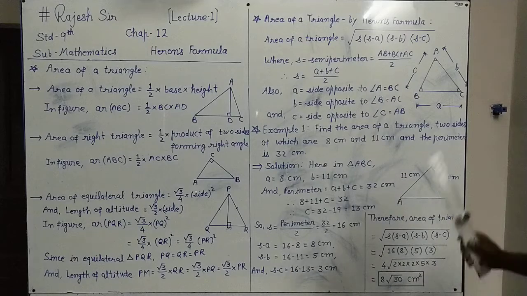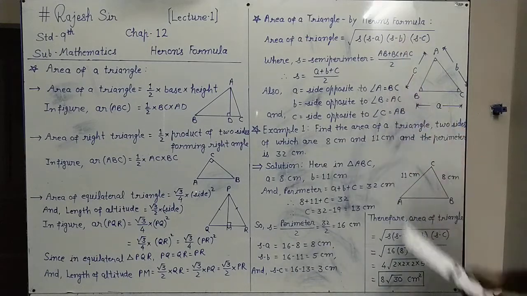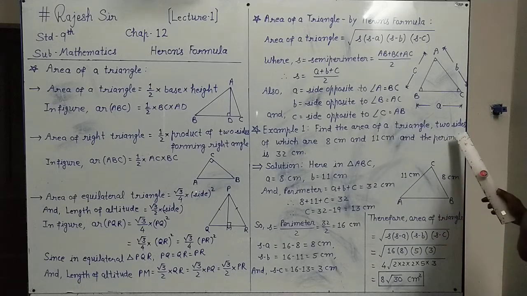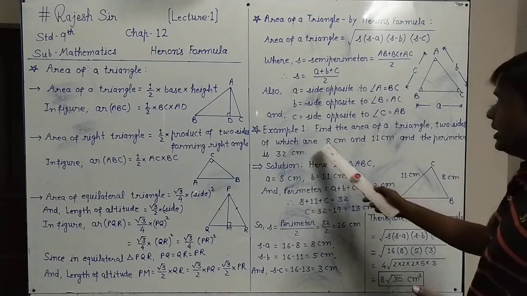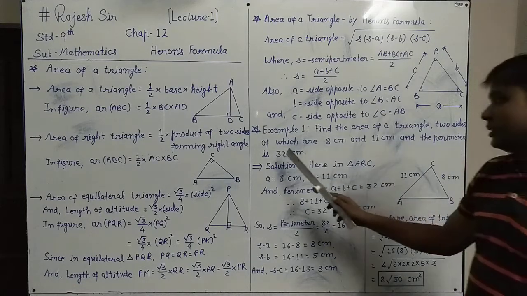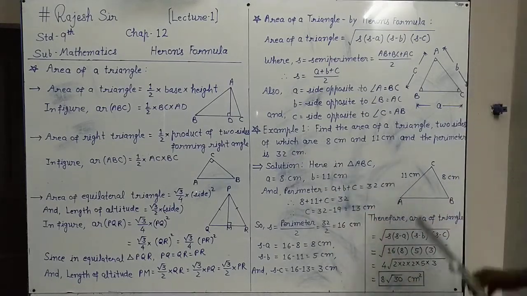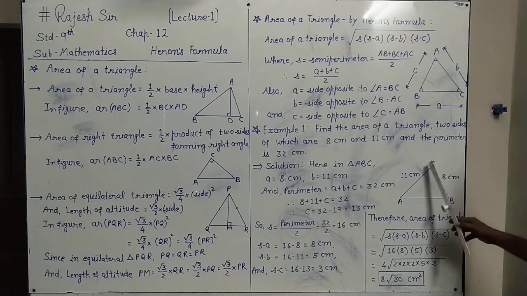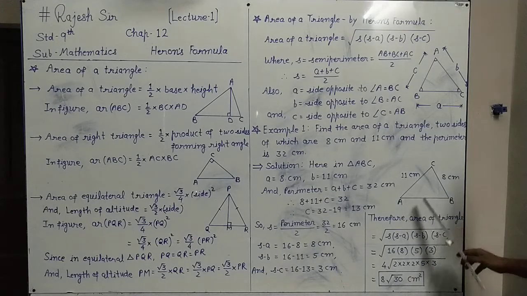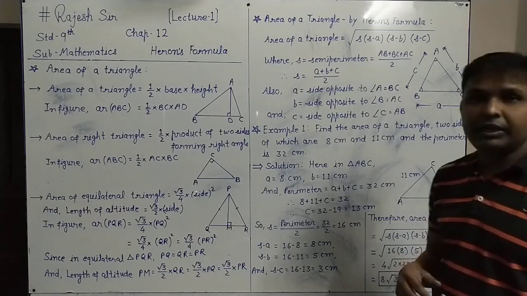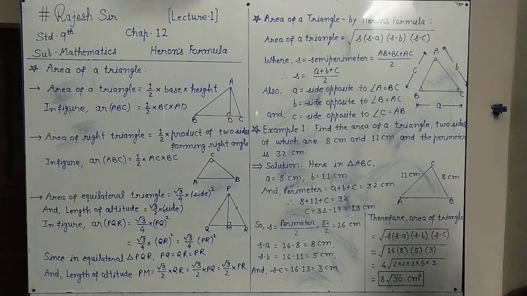So example 1 we will see here, applying Heron's formula. Find the area of a triangle, two sides of which are 8 cm and 11 cm, and the perimeter is 32 cm. The figure is given here. The two sides BC and AC are 8 and 11, and the sum of all three sides, that is the perimeter, is 32. We want to find the area of this triangle.